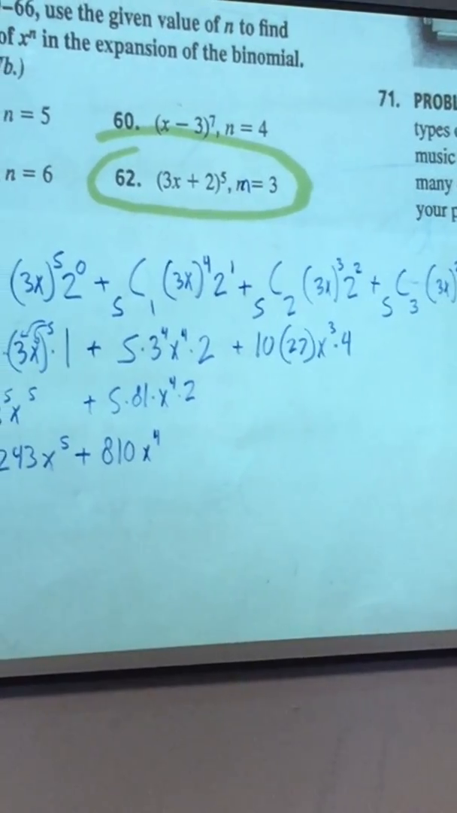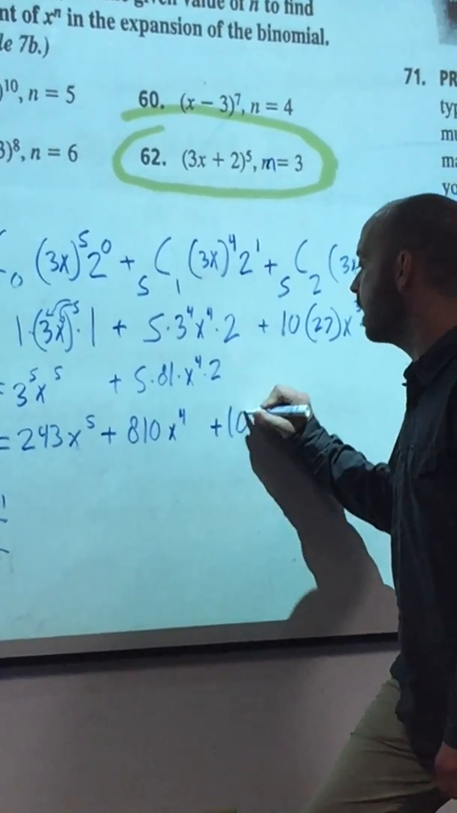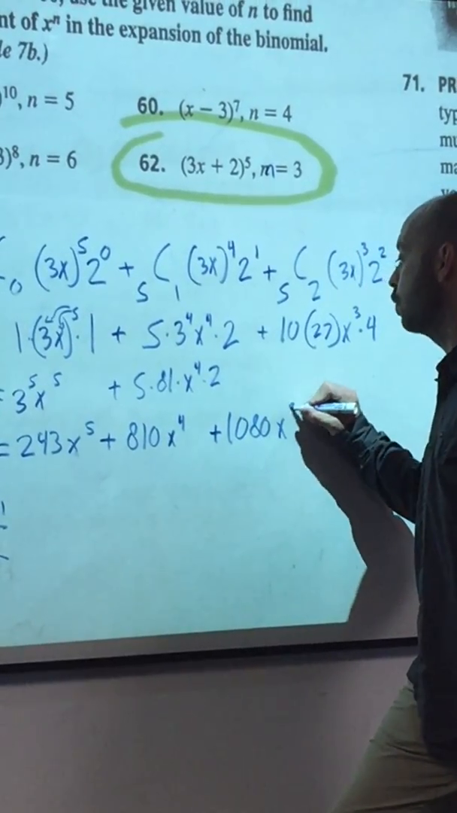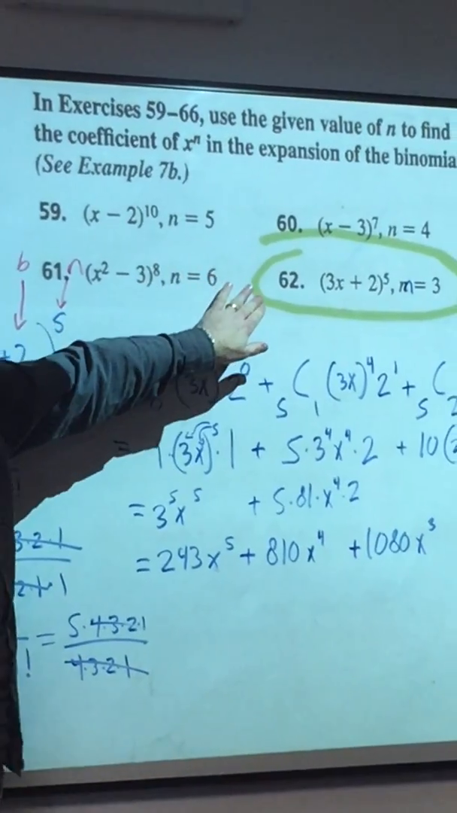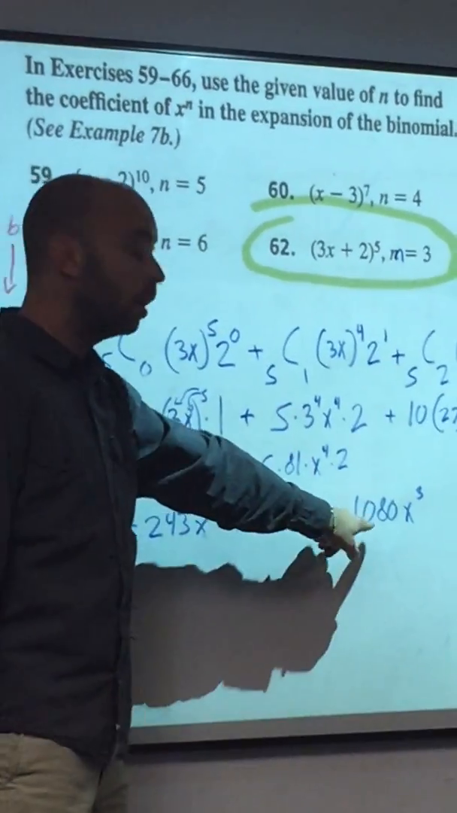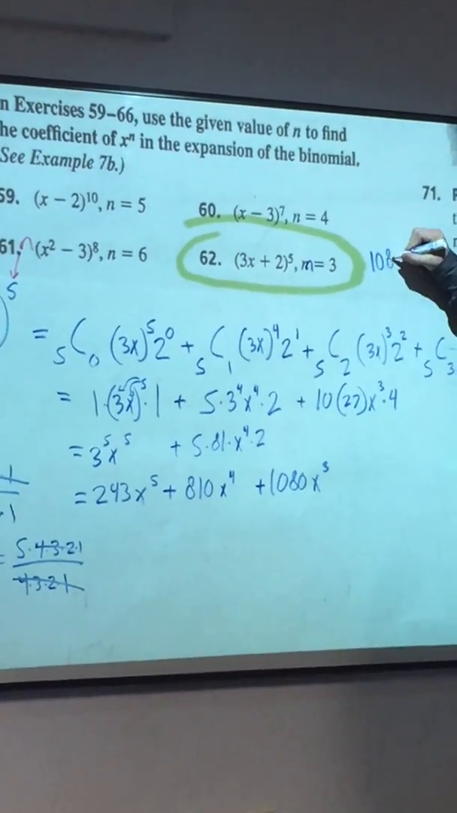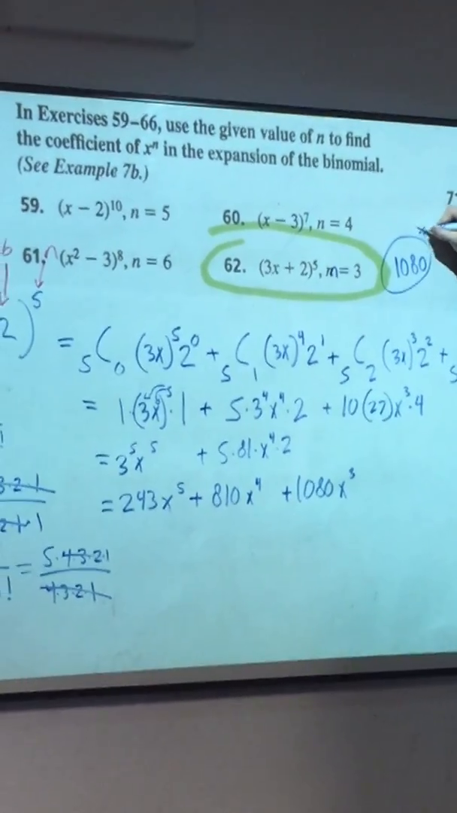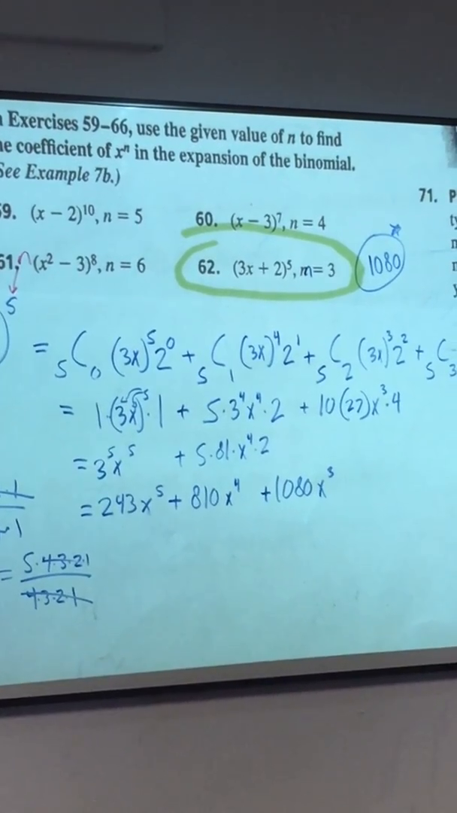Help me on a calculator. 1080. 1080. So this is going to be 1080 x to the 3rd, which is exactly what the question is asking us for. So they want to know the coefficient of the binomial. The coefficient is 1080. So your answer for this problem should be 1080. Put a circle around it, put a star next to it, and walk away.